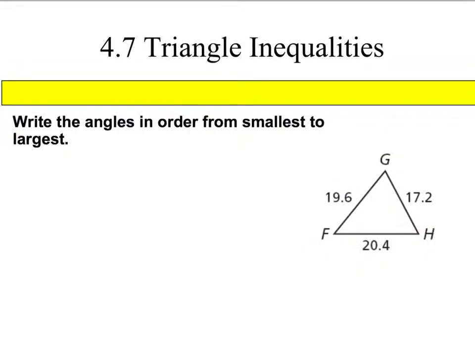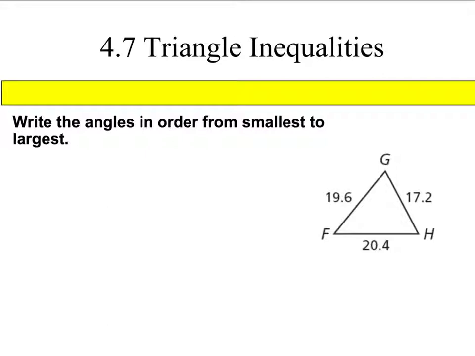It says write the angles in order from smallest to largest. And the way you do that is you focus on which side is the smallest and which side is the largest. Because remember, the smallest side is opposite the smallest angle, and the largest side is opposite the largest angle.